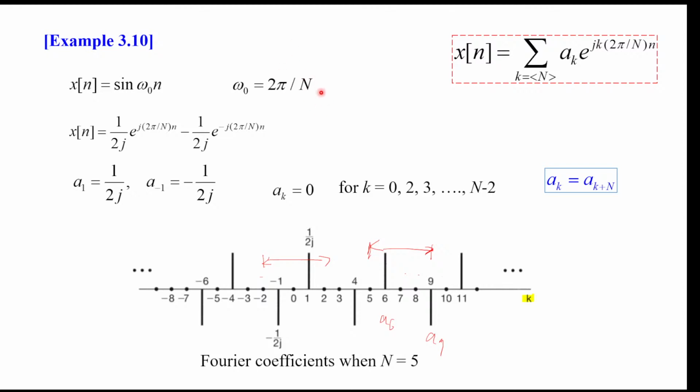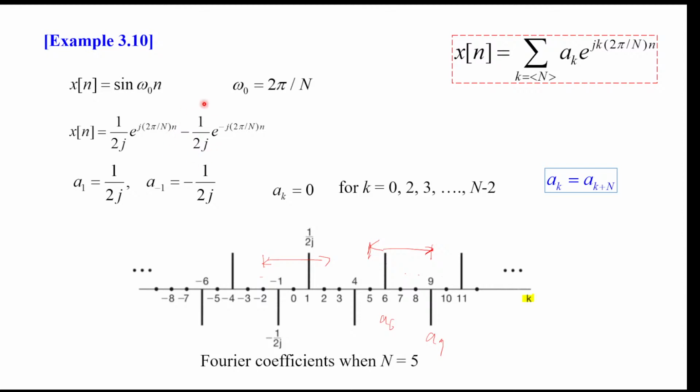It's periodic with period big N, and we can write it as a linear combination of complex exponentials: 1 over 2j e to the j omega n minus 1 over 2j e to the minus j omega n. From here we can just read off the coefficients. This is coefficient a1 for e to the j times 1 times omega n. And here we have coefficient a minus 1, because this is minus 1 times j omega n, and the coefficient a minus 1 equals minus 1 over 2j.